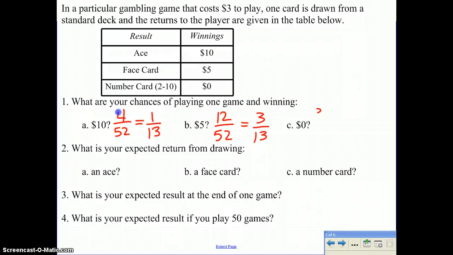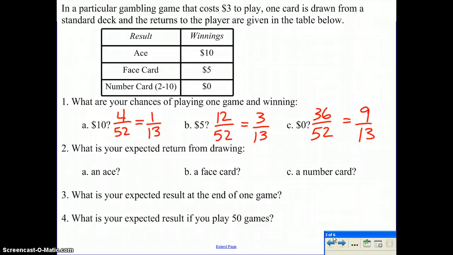So it would be 36 out of 52, which reduces to 9 out of 13. Or you could have just used the fact that there are 9 face cards out of each 13 cards in a suit, or you could have subtracted the 1/13 and the 3/13, leaving you with 9/13. Okay. Well, that's something you've done in the past. That also should be fairly familiar to you.